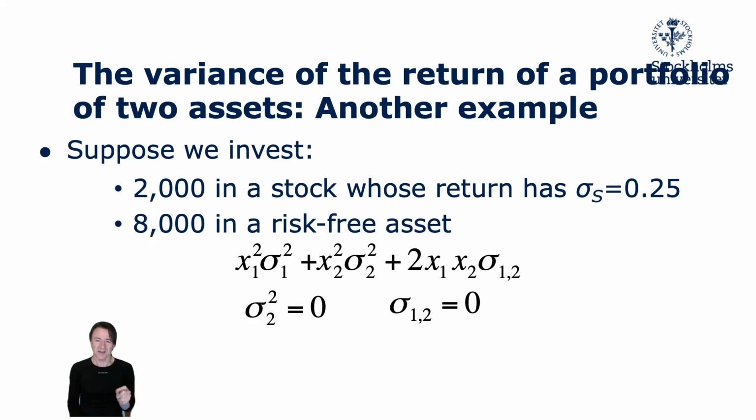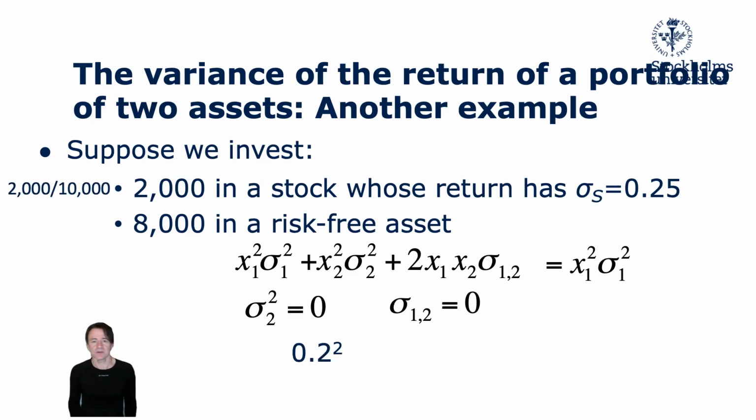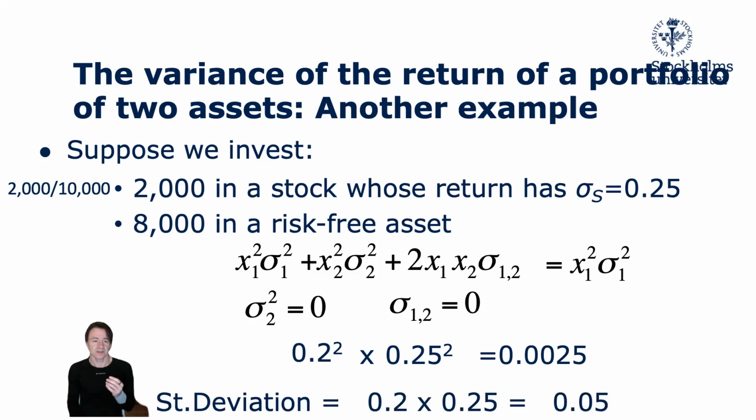So the value of the variance now simplifies enormously because two of the three terms in the formula are now 0. We just have to multiply the weight on the stock squared by the variance of its return. Now the weight is 2,000 over 10,000, that's 0.2, which squared then has to be multiplied by the variance of the return of the stock, given that value there. The standard deviation of the portfolio is, as usual, equal to the square root of the variance. That is 0.05 or 5%.